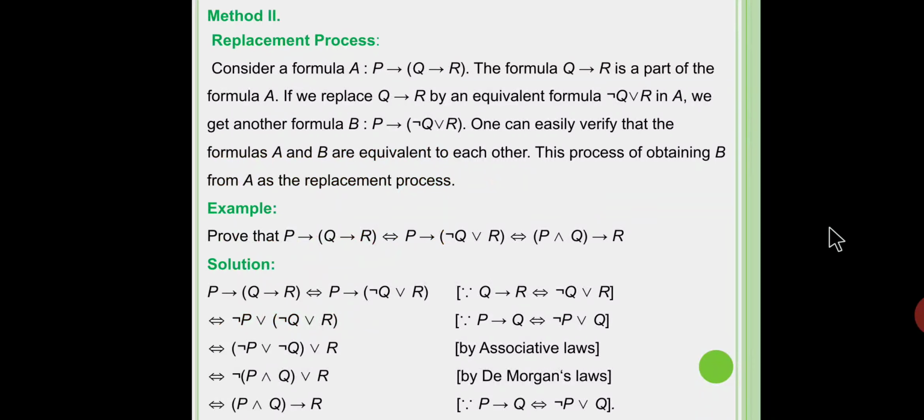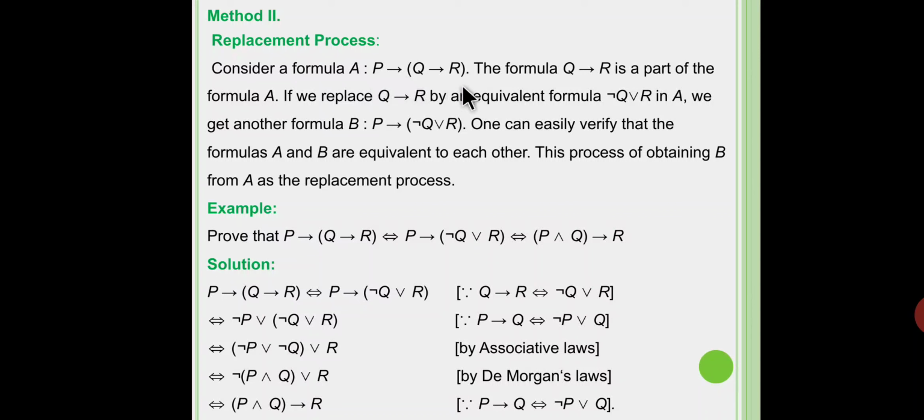So the second method of equivalence relation proof is the replacement process. One is the truth table and the second one is the replacement process. So what is the replacement process? Consider a formula or proposition A.